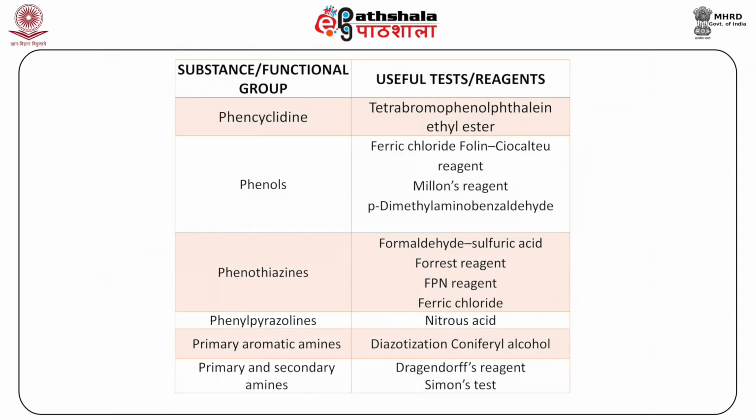For phencyclidine, it is tetrabromophenolphthalein ethyl ester. In case of phenols, ferric chloride, Folin-Ciocalteu reagent, Millon's reagent, para-dimethylaminobenzaldehyde are employed. In case of phenothiazines, formaldehyde sulfuric acid, Forrest reagent, FPN reagent and ferric chloride are used. In case of phenylpyrazolones, nitrous acid is used. Primary aromatic amines, diazotization, coupling with an alcohol is employed. In case of primary and secondary amines, Simon's test or Dragendorff's reagent is used.